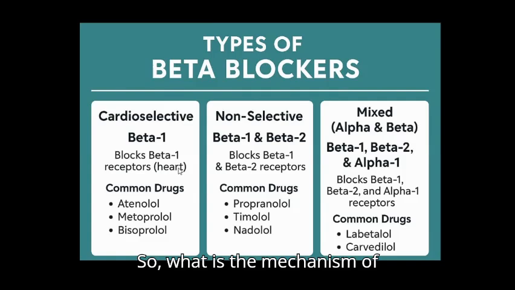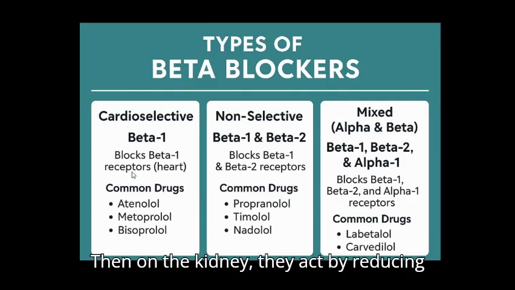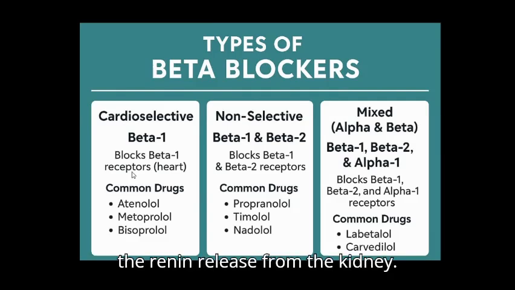Okay, so what is the mechanism of action? The mechanism of action of this group of drugs is that they act by reducing the heart rate, force of contraction, and the cardiac output. Then on the kidney, they act by reducing the renin release from the kidney. Normally, if the blood pressure is low, renin is released, and the renin acts on the renin angiotensin aldosterone system to increase the blood pressure. So if the renin level is low, the blood pressure goes down.